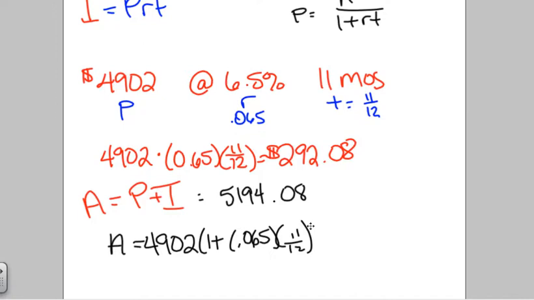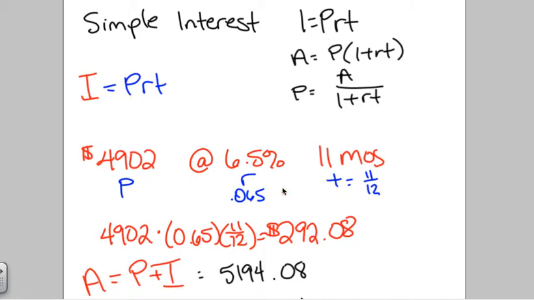And I get 5194.08. So you can do those either way. To find present value, all I have to do is, instead of solving for A, I'm solving for P, so I would just divide. Make sure when you put those in the calculator that you put parentheses around that denominator.